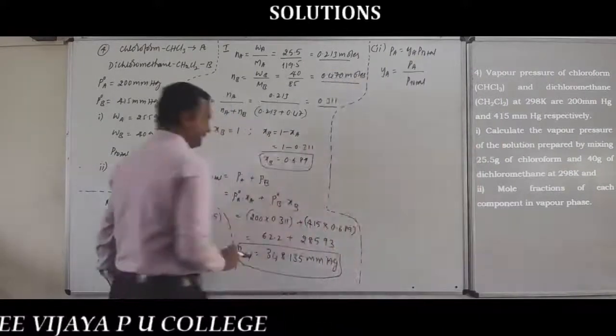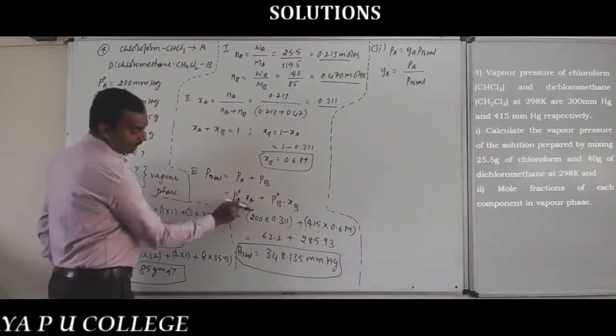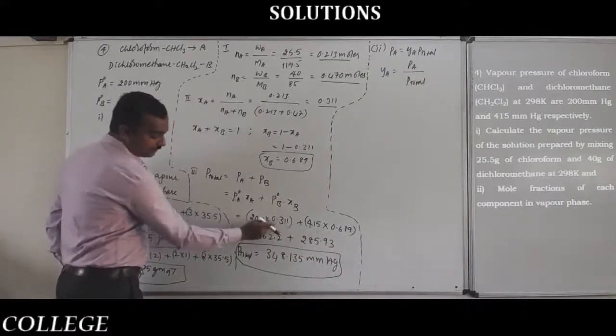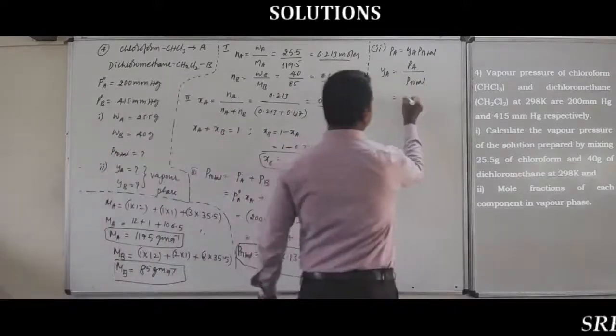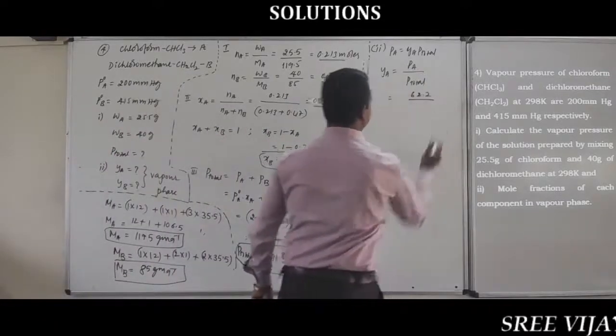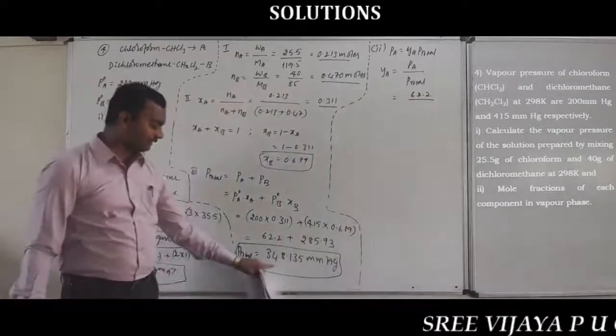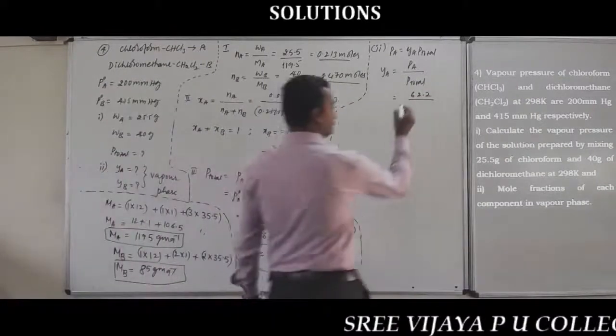So what is the value of PA? PA is equal to P naught A into XA, that is 200 into 0.311. So what do you get? 62.2. That is 62.2 divided by P total. P total we calculated, that is 348.135.